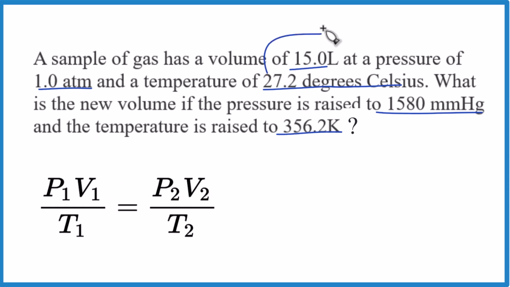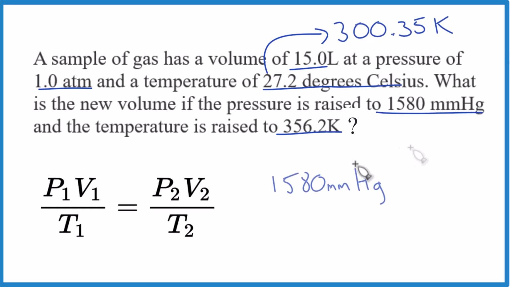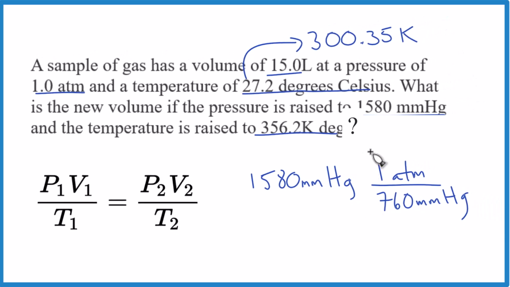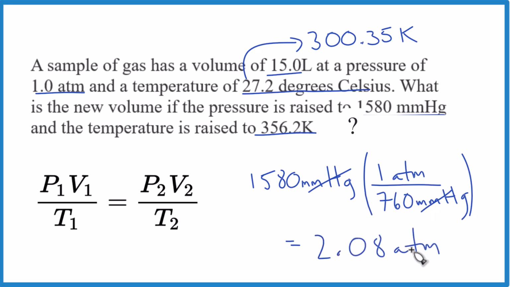So for Celsius to Kelvin, we add 273.15 to Celsius. We'll end up with 300.35 Kelvin. So we've converted that. And then for millimeters of mercury, I could just divide this by 760. That would get me to atmospheres. And that works because we know that 1 atmosphere is equal to 760 millimeters of mercury. That's the conversion factor. So we multiply, and then millimeters of mercury cancel out. We're left with atmospheres. So 1580 millimeters of mercury divided by 760, we get 2.08 atmospheres.